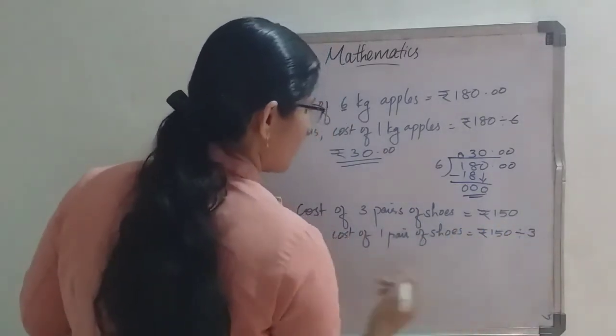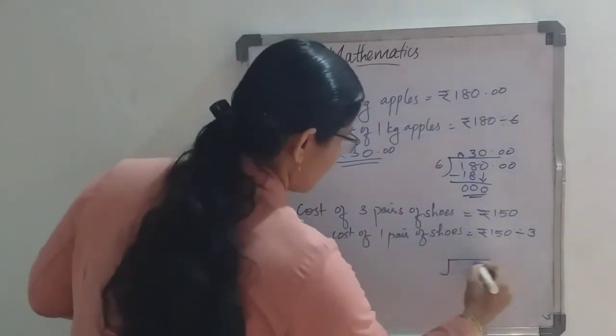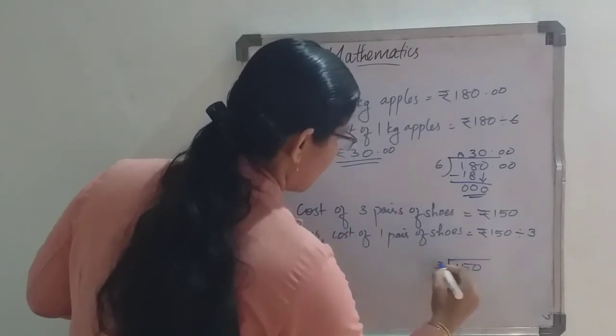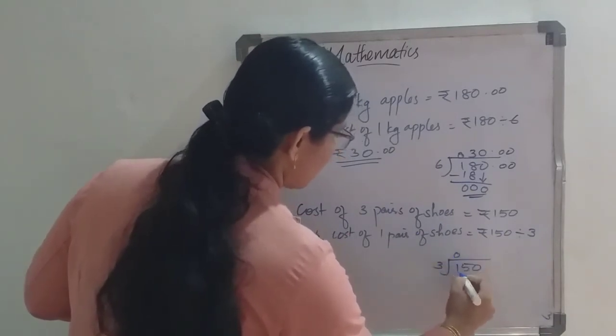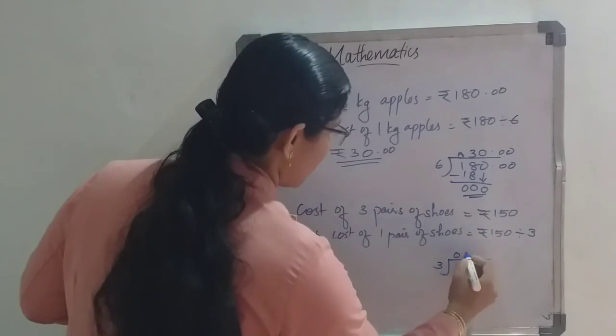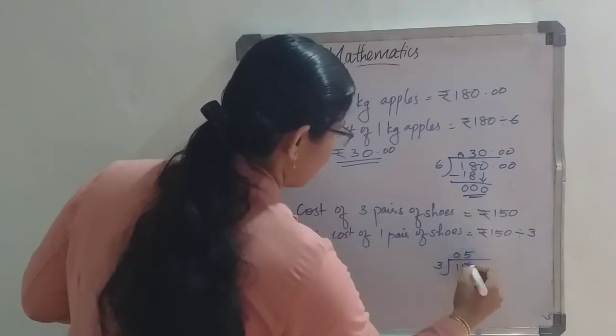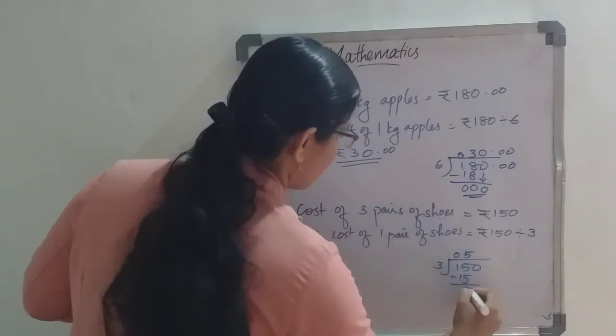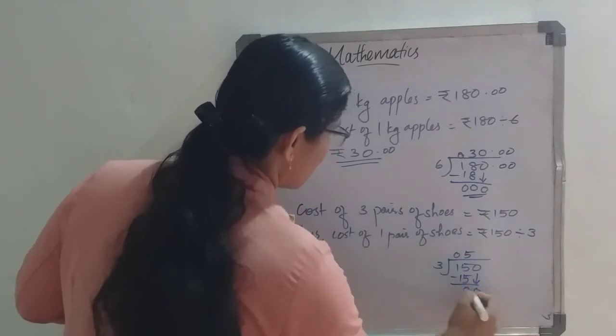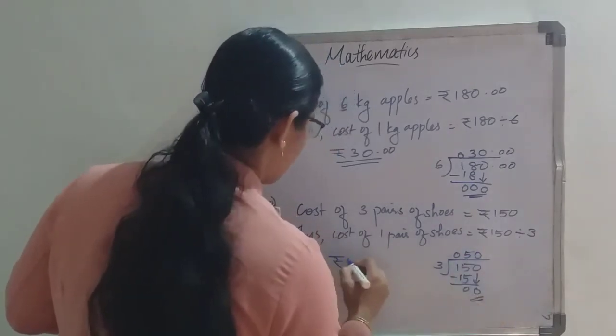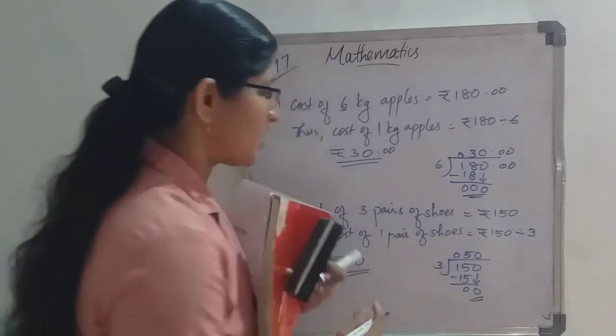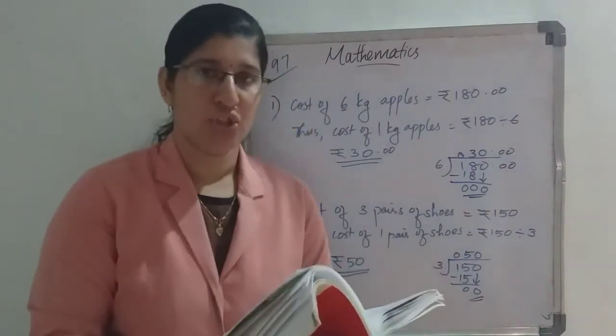The total number is 3. That's why we are dividing by 3. 150 divided by 3. 1 is less than 3, it will not go. So 15. 15 is in the table of 3 by multiplying with 5. 15 minus 15 is 0. Here it is 0. 0 is less than 3, we can't do, so the answer is over. So what is the cost of 1 pair of shoes? 50 rupees is the cost of 1 pair of shoes.